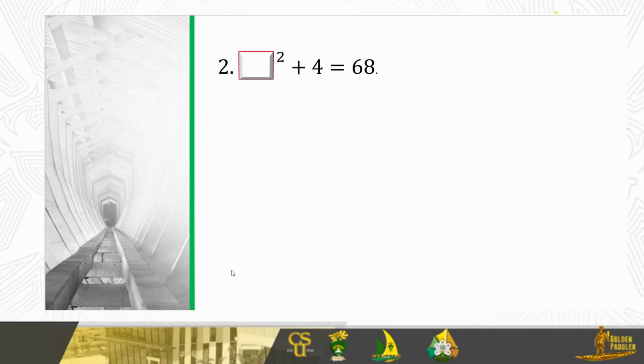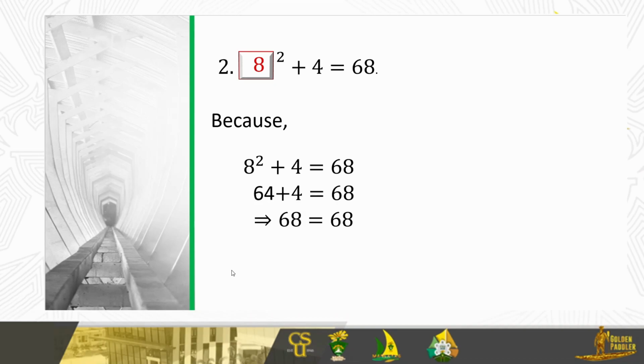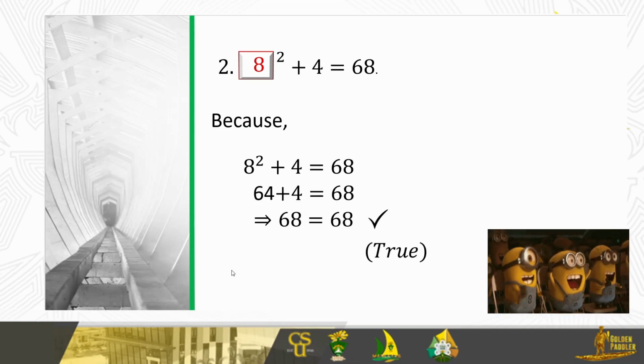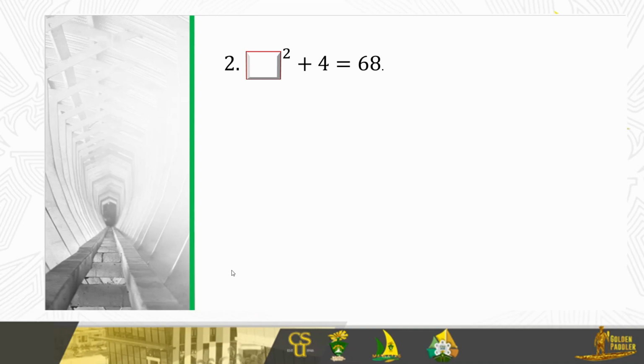Let's try more. Blank squared plus 4 equals 68. What should be in the box? That's correct. The answer is 8 because 8 squared equals 64, and 64 plus 4 gives 68. And 68 equals 68 is a true statement. Yay! With the same problem, can you think of another number to put in the box?